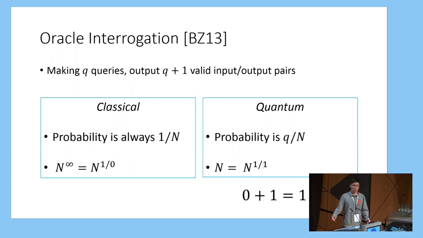And the last problem is oracle interrogation. The problem is that you are allowed to make q queries, and your task is to find q plus 1 valid input and output pairs. Classically, the probability is always 1 over n, however many queries you make. So we can never make this probability a constant. In other words, this problem has complexity infinite, or n to the 1 minus 1 over 0. In the quantum setting, the probability is around q over n when you make q queries. So to make this probability constant, the query number is about n. So we have 0 plus 1 is 1. Still follows the rule.